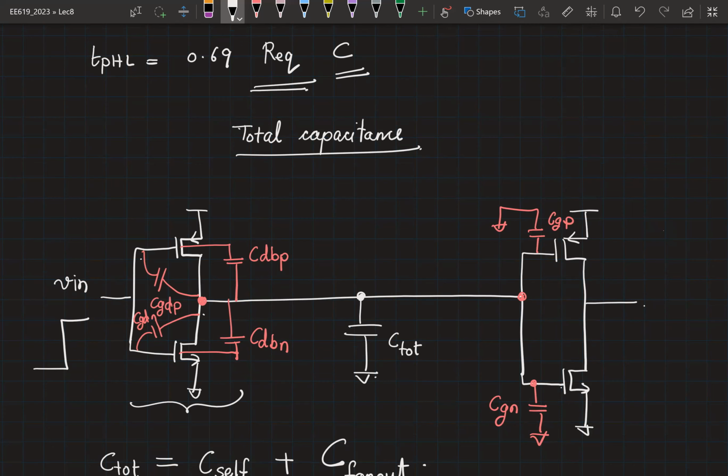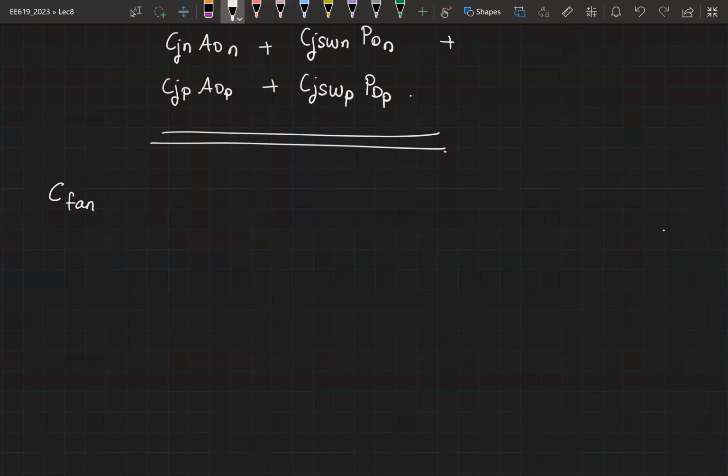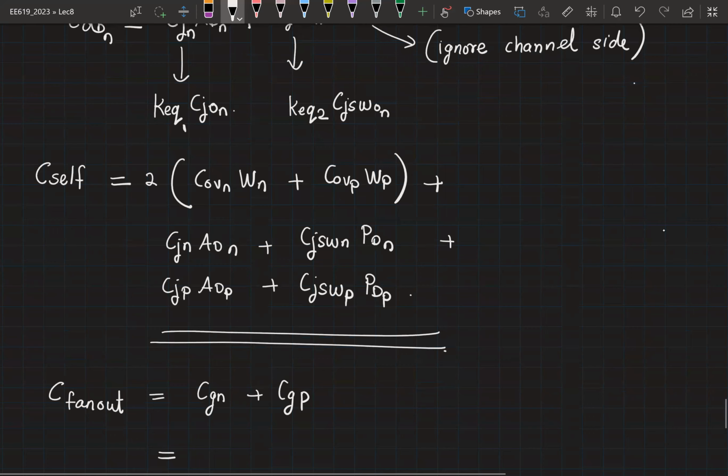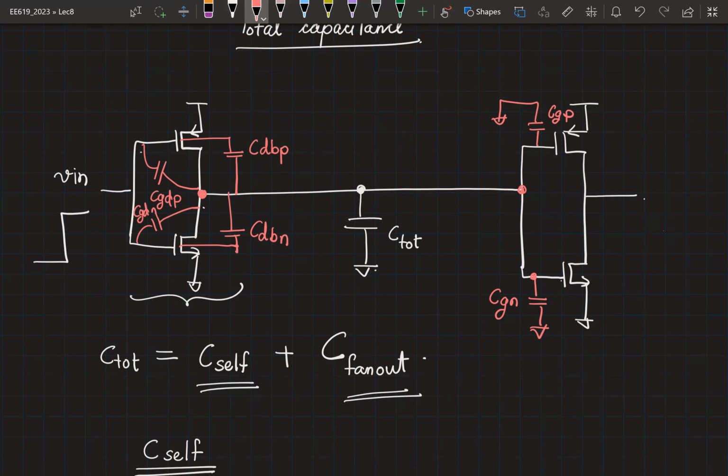So now we have to calculate the fan out capacitance. So this is equal to CGN plus CGP. Now let us look at the region of operation for the second inverter, right? What region would this PMOS be? So this node is going from VDD to VDD by 2. When it is at VDD, what is the region? This is in cutoff. Cutoff to?